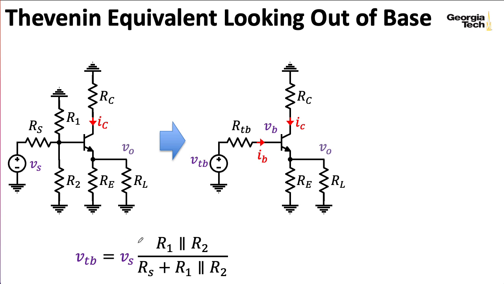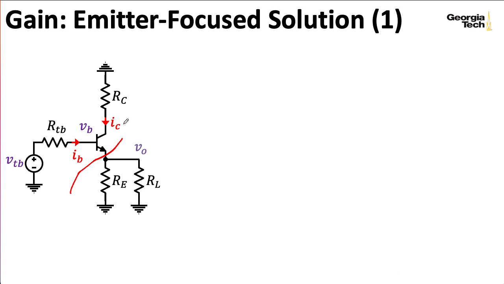Now, as far as RTB goes, well, to compute a Thevenin equivalent resistance looking out of the base here, I would zero out the independent source, and now I just have these three resistances in parallel. And again, this is the same as the result we had in the common emitter amplifier lecture. Okay, so I'm going to take all of this stuff and replace it with a Thevenin equivalent.